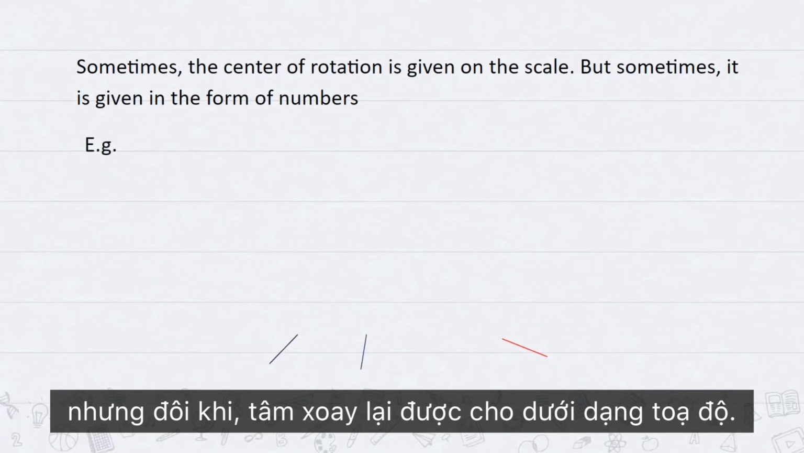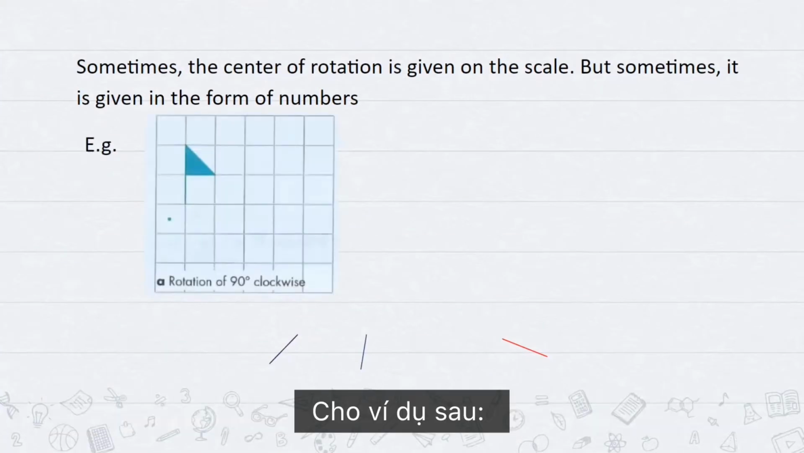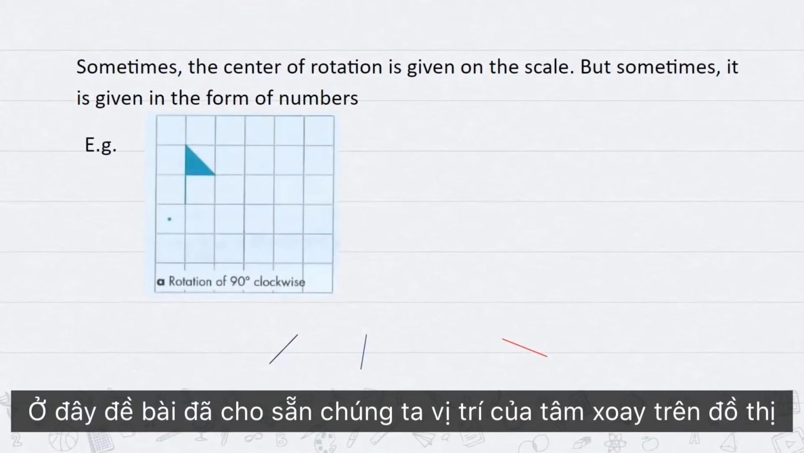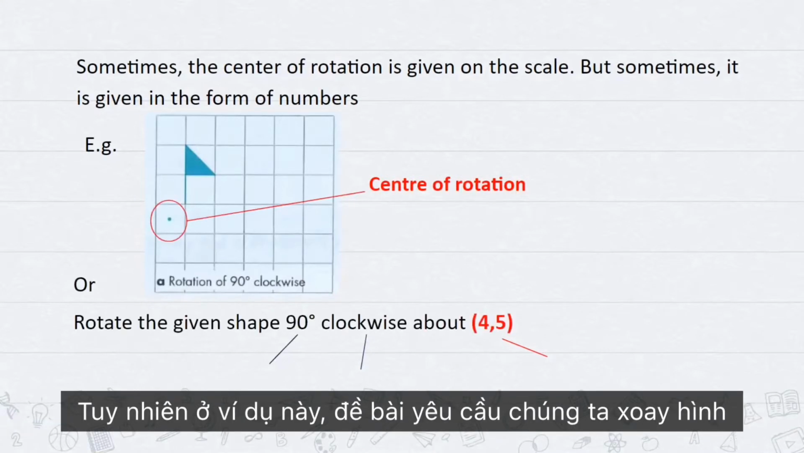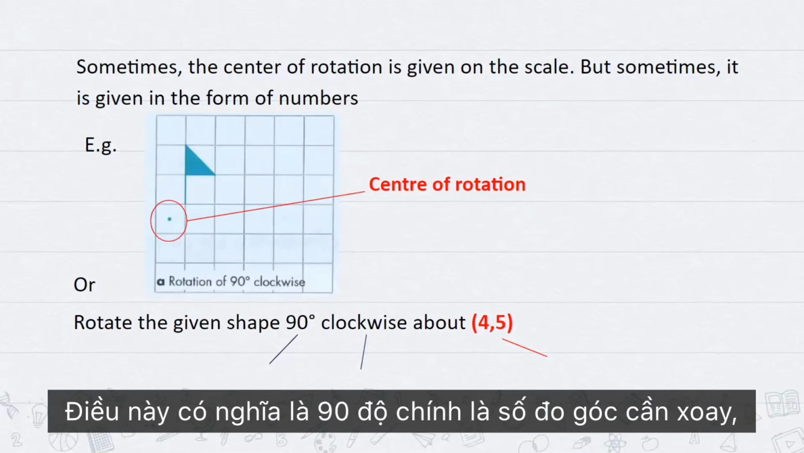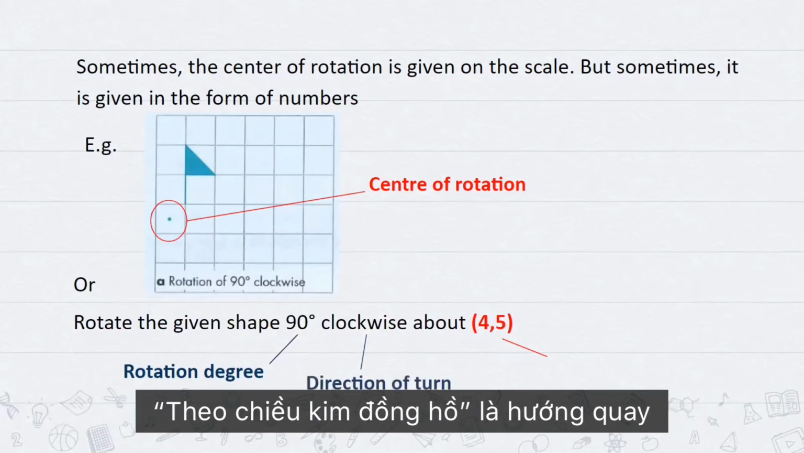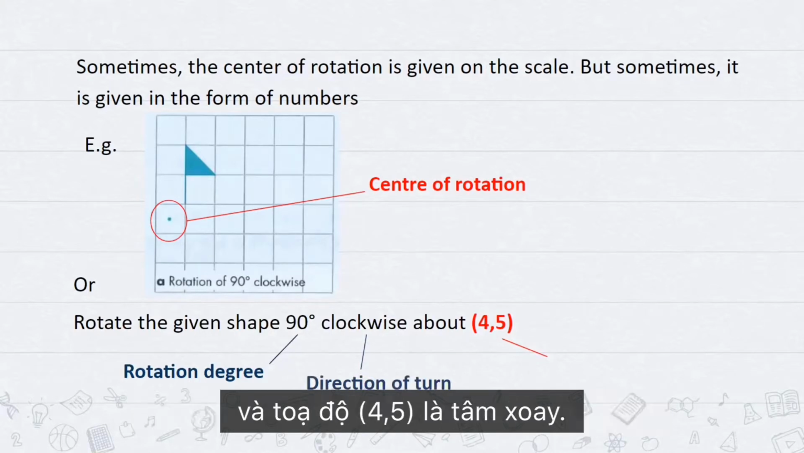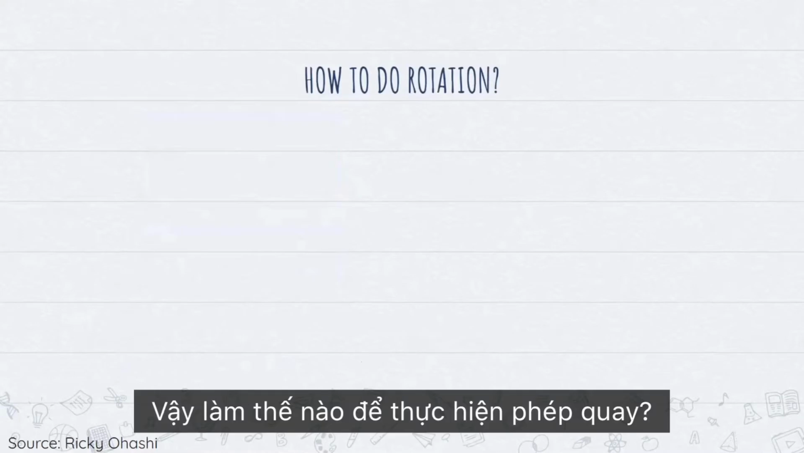Sometimes the center of rotation is given on a scale, but sometimes it is given in the form of numbers. For example, here it is given the center of rotation, but here: rotate the given shape 90 degrees clockwise about (4,5). So that means 90 degrees is the rotation degree, clockwise is the direction of turn, and (4,5) is the center of rotation.